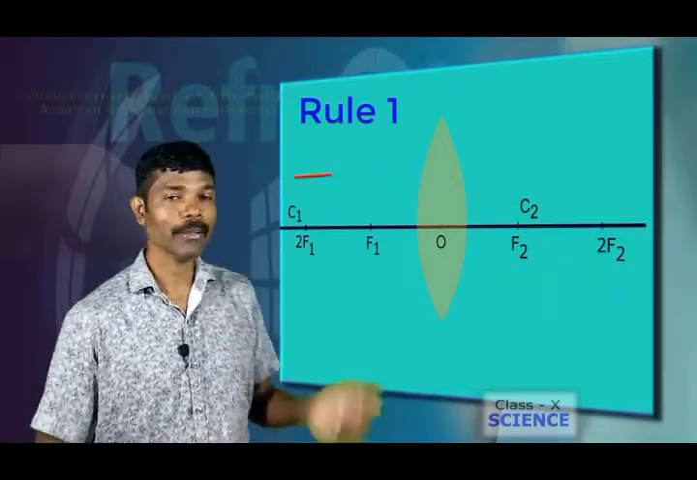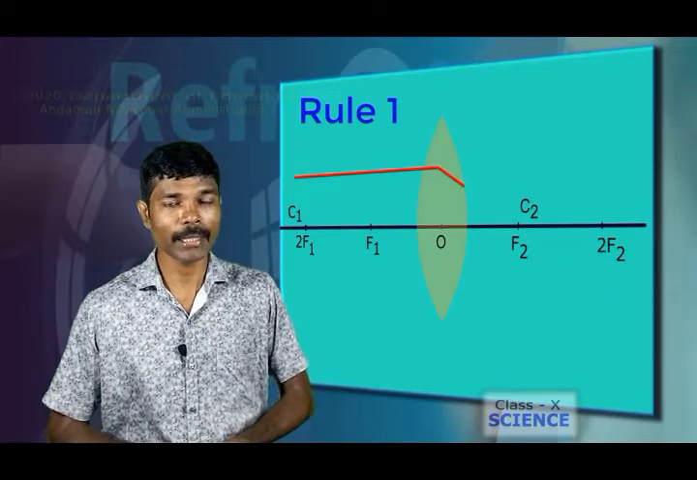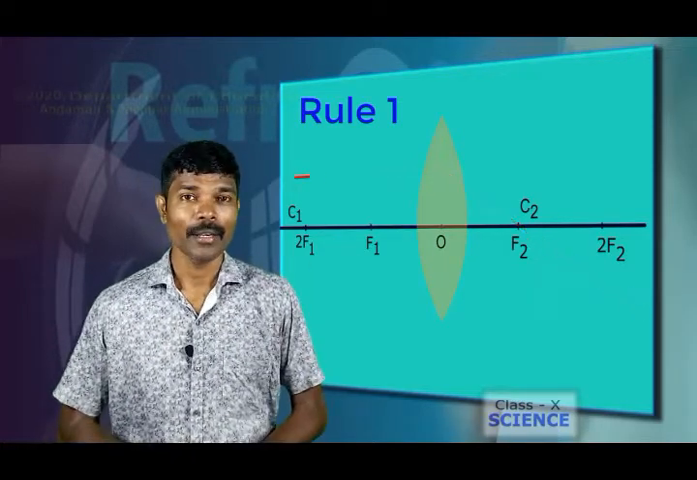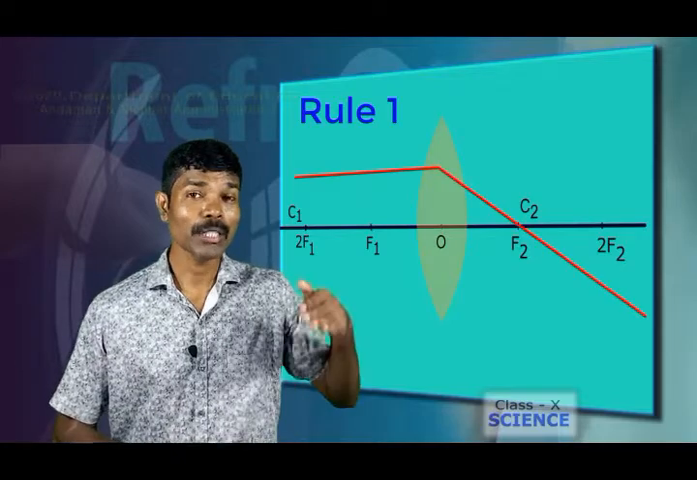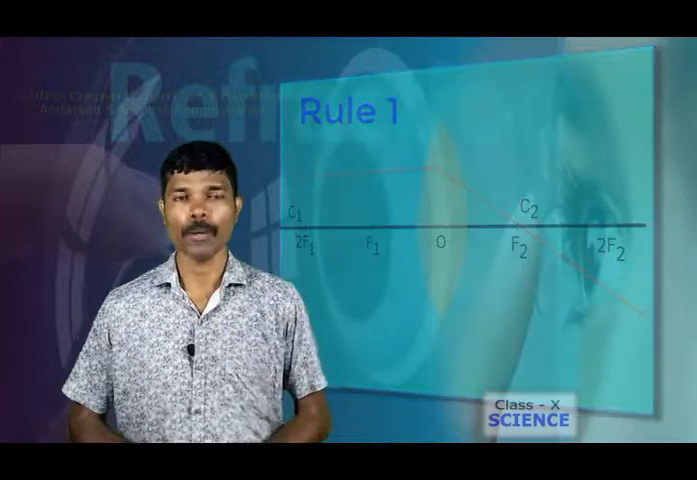So as you can see on the screen, the light rays which are parallel to the principal axis, after refraction, you can see that it is passing through the principal focus. This is the first rule.